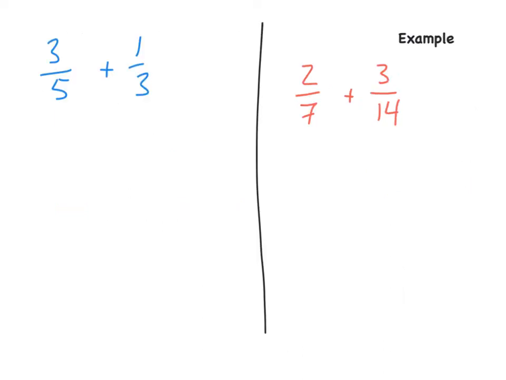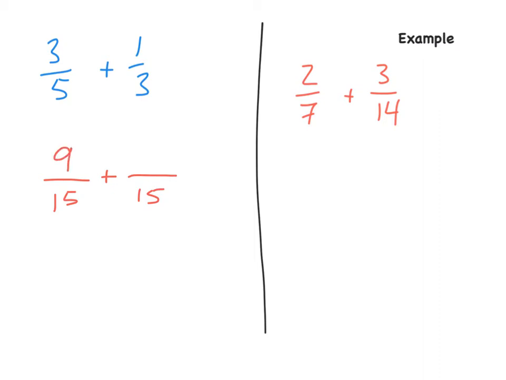Alright, so now we have 3/5 plus 1/3. Remember the first thing that we have to do? Find our common denominator. One thing that we can do is multiply the denominators. So 5 times 3 is 15. This is also the greatest common factor between the two. How many times does 5 go into 15? 5 goes into 15 3 times. And if we multiply the denominator by 3, we have to multiply the numerator by 3. So 3 times 3 is equal to 9.